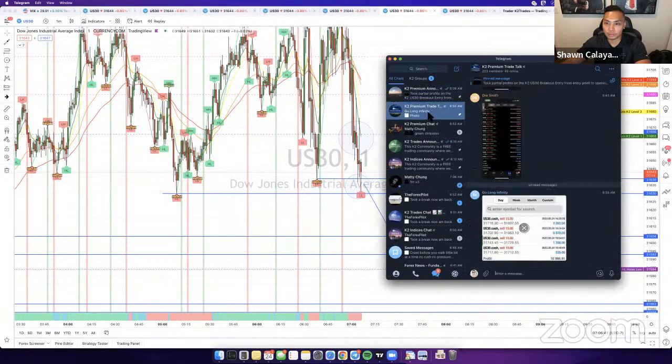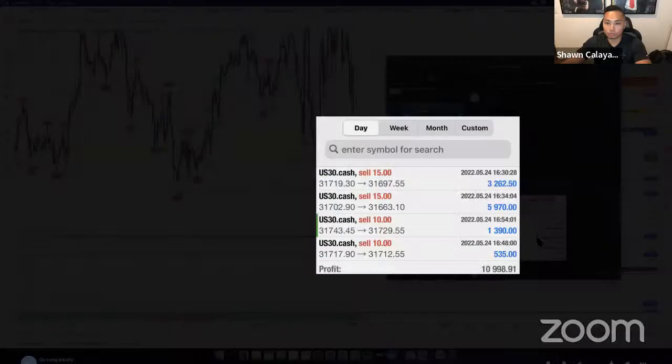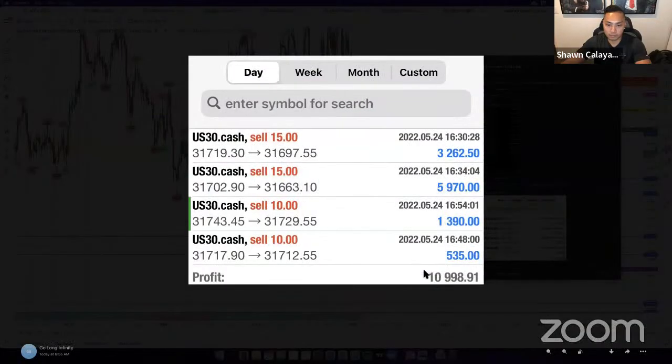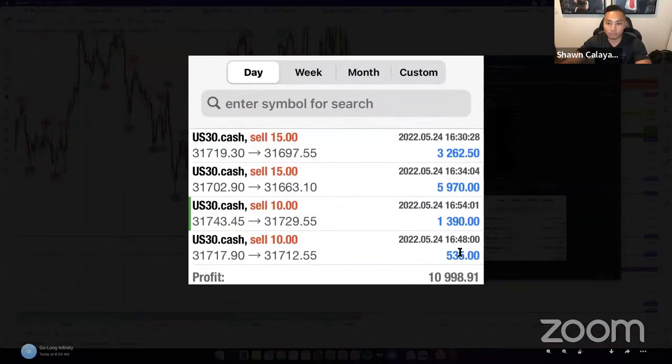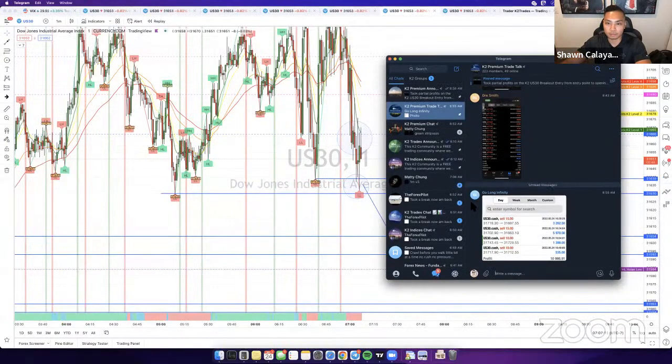So let's see some more profits over here. In our ETH, locked in a total of 10,000 for the day. Nice, we're at 10,998. All wins, no losses. You can see his trades here happen from 6:30. So we took a breakout here at locked in 3,262. Another trade right after it, 5,900. Another trade right here just recently at 654, and then at 648, a sell that was running. So nice work right there in our ETH.